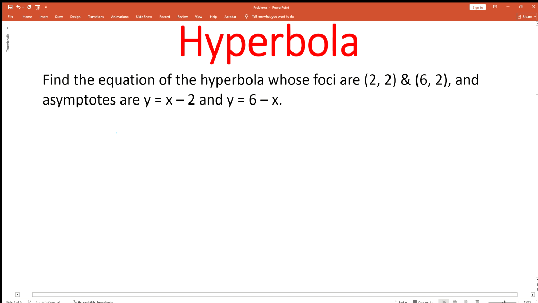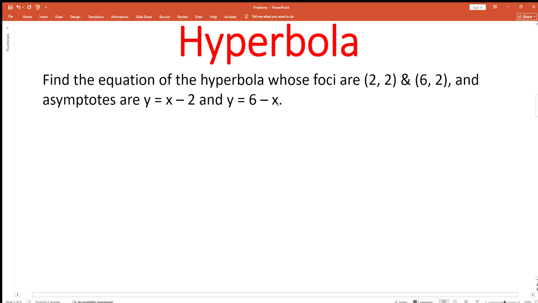In this video, we'll solve a hyperbola problem. As per the problem, find the equation of the hyperbola whose foci are (2, 2) and (6, 2) and asymptotes are y equals x minus 2 and y equals 6 minus x. Let's start by analyzing the given information.